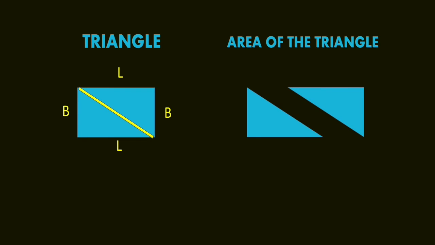See the triangle 1 and triangle 2. It is a closed figure with 3 sides. So for this triangle, let's call the length as base, that is B, and breadth as height H. I'm just changing the name, that's it. Instead of calling length in rectangle, I'm calling it as base in triangle B. Instead of calling breadth in rectangle, I'm calling it as height in triangle. So I got 2 such triangles.